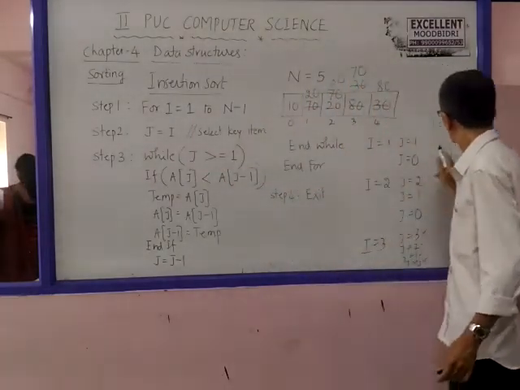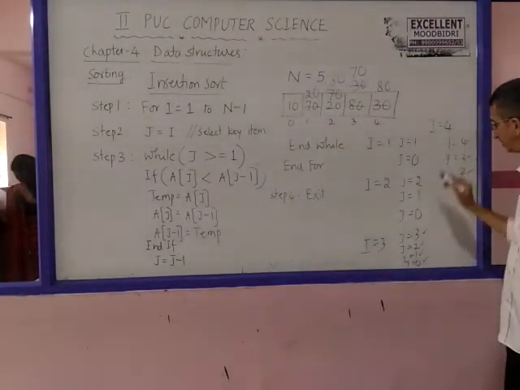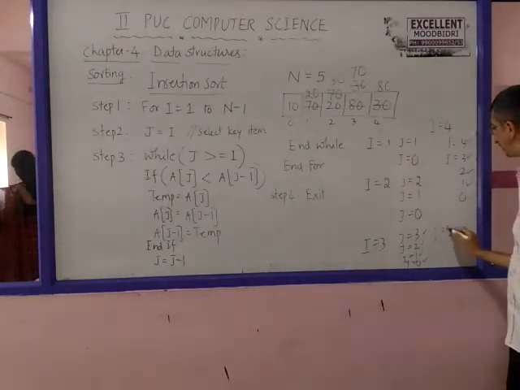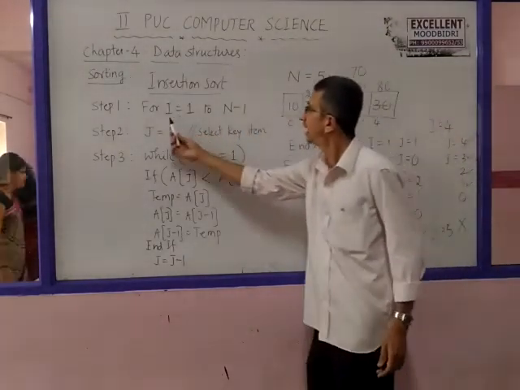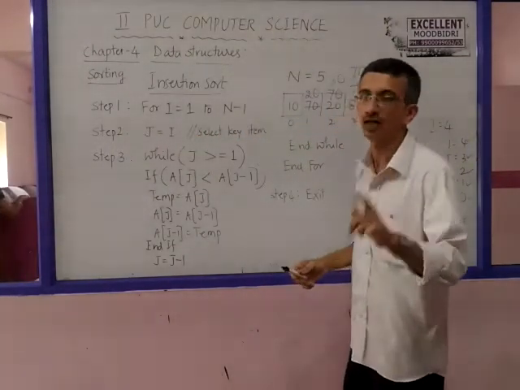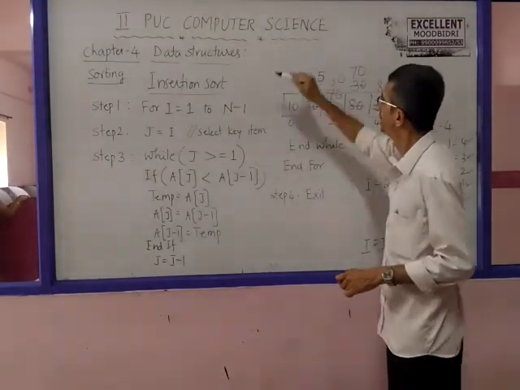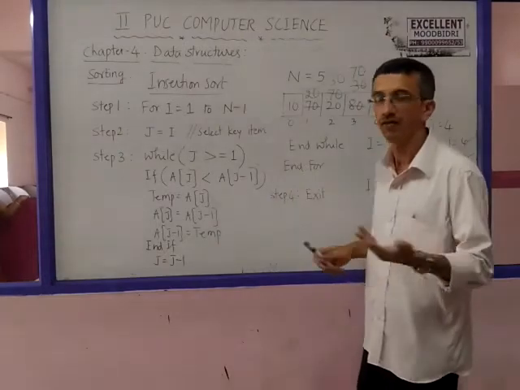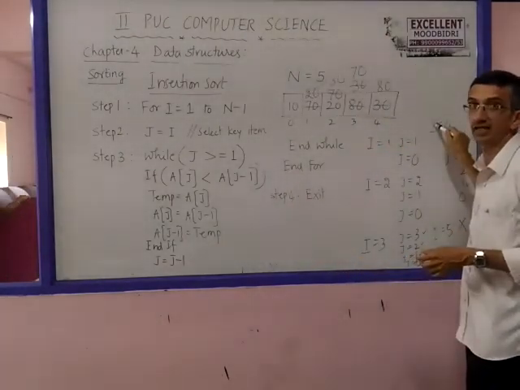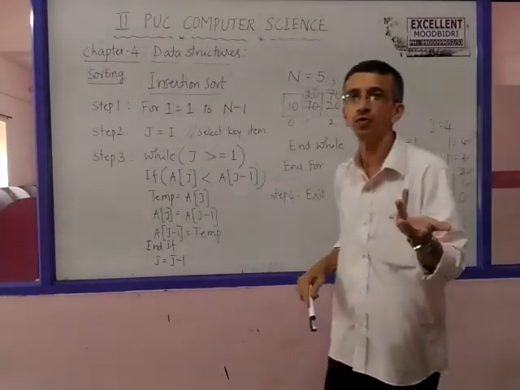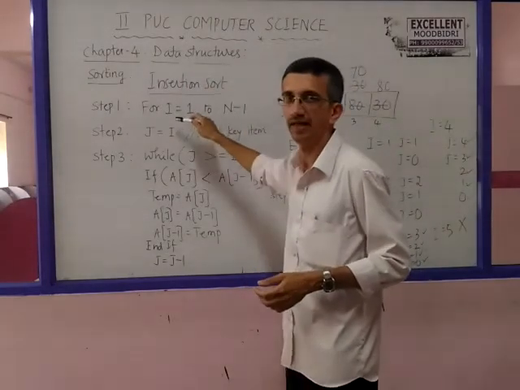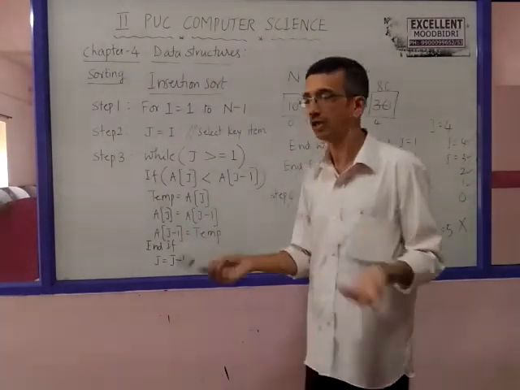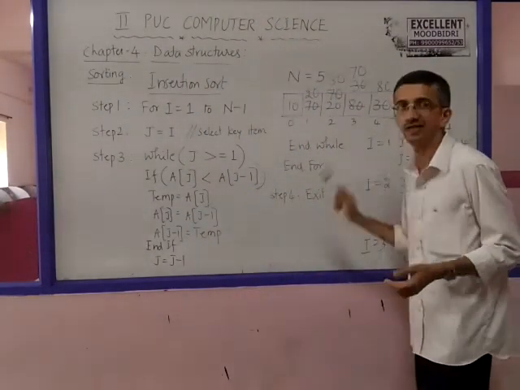How much was i so far? It was 4. But i equal to 5 is invalid because i is from 1 to n minus 1 only. How much is n? n is 5. n minus 1 is 4. Already we have done i is equal to 4. But with i becoming 5, this loop also terminates, correct? The outer loop is also terminating. End of for, and this is the end of the algorithm.